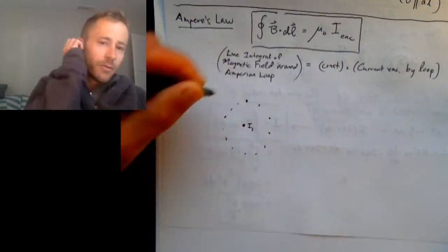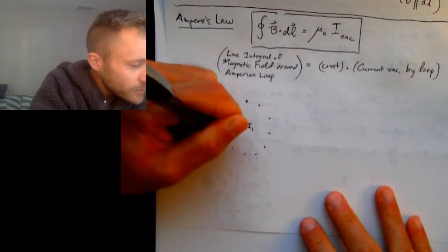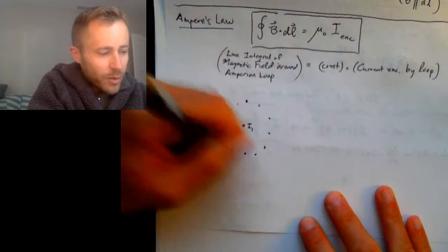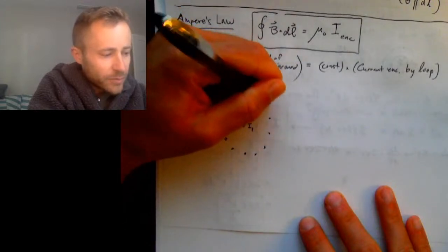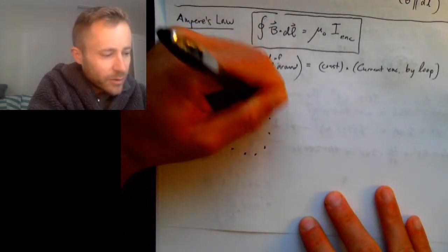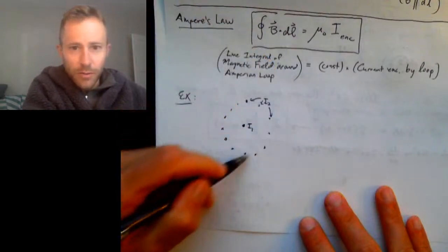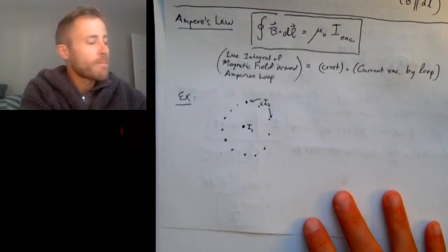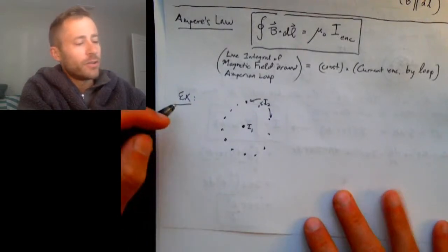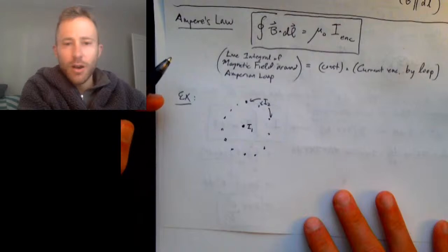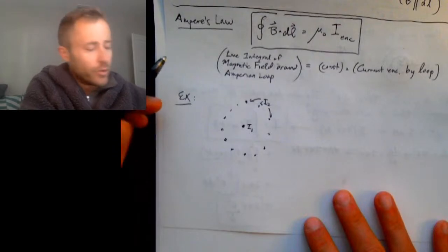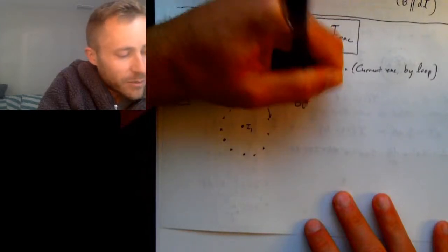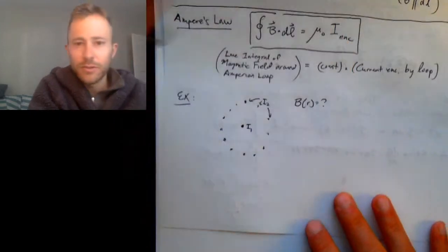So the total amount of current in this outer ring portion is I2. So that's if we added up all of these, not each one, but in total, all of these currents add up to I2. All right? And so what we want to do is we want to use Ampere's law to find the magnitude of the magnetic field as a function of distance.